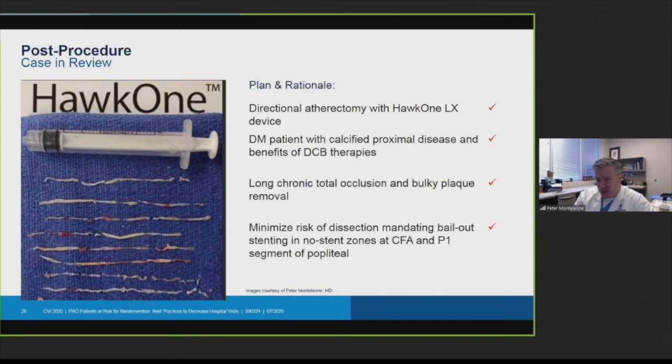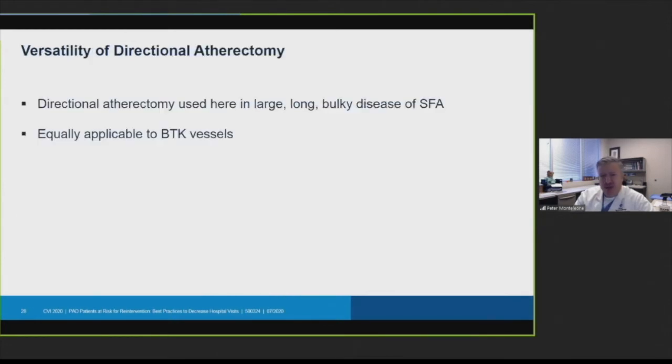We used directional atherectomy. We allowed for the benefits in our diabetic patient with calcified proximal disease. We treated a long chronic total occlusion with bulky removal of plaque, as you see on the left. And operationally, even beyond the data, through vessel preparation, we minimized risk of dissection, mandating bailout stenting in these classic no stent zones of the common femoral at the top and the P1 segment at the bottom.